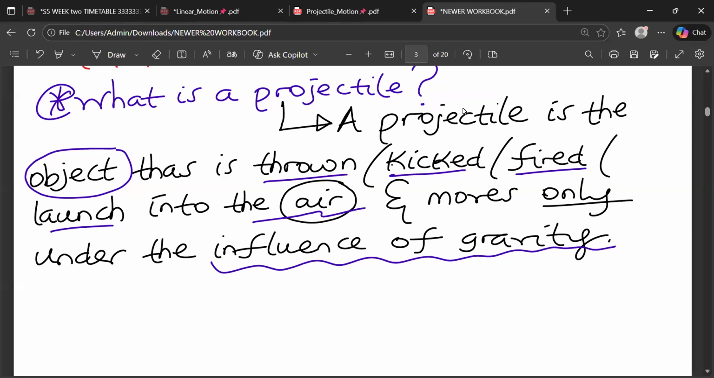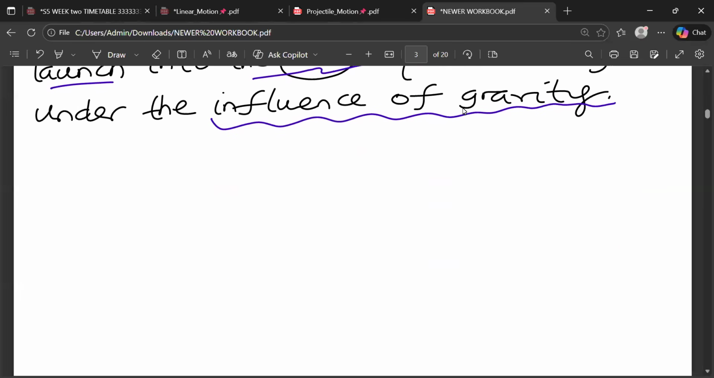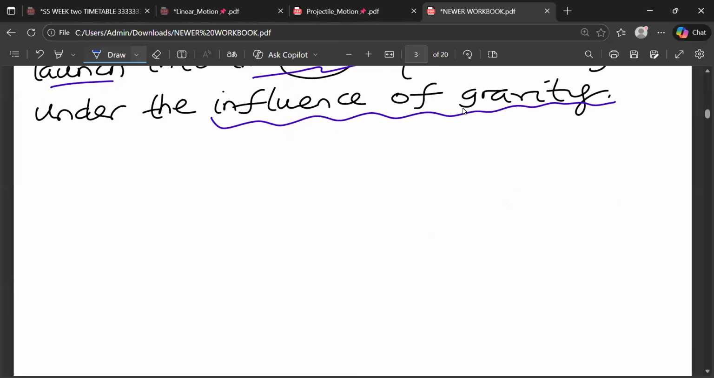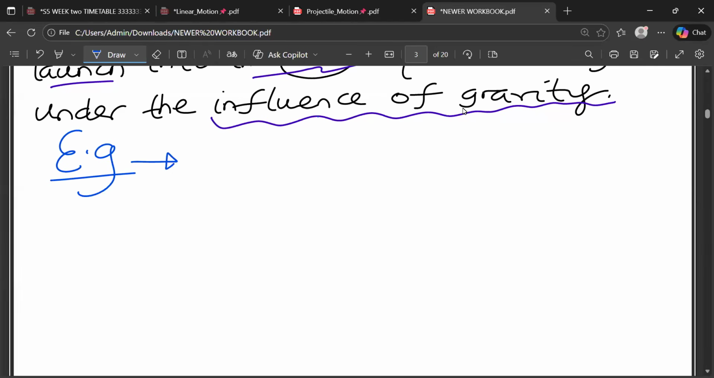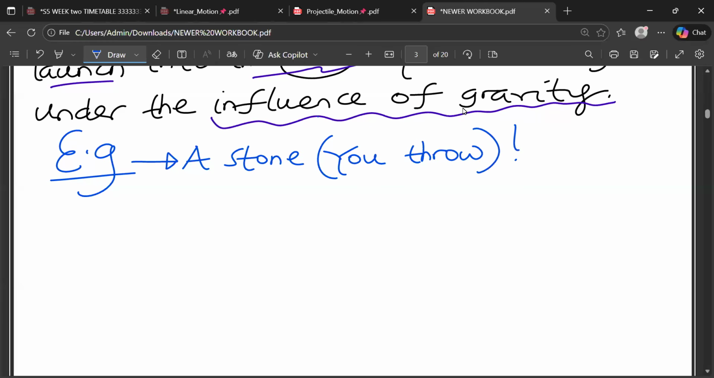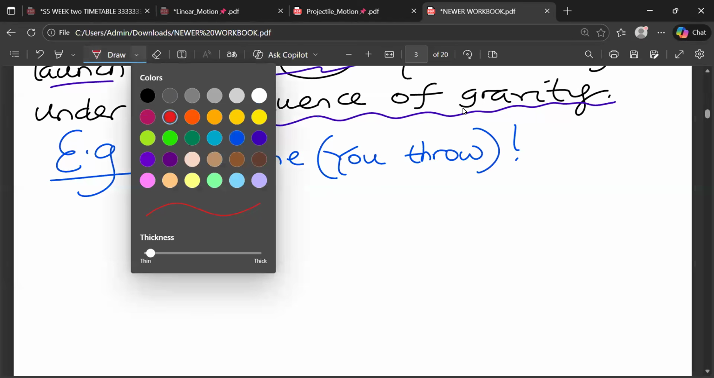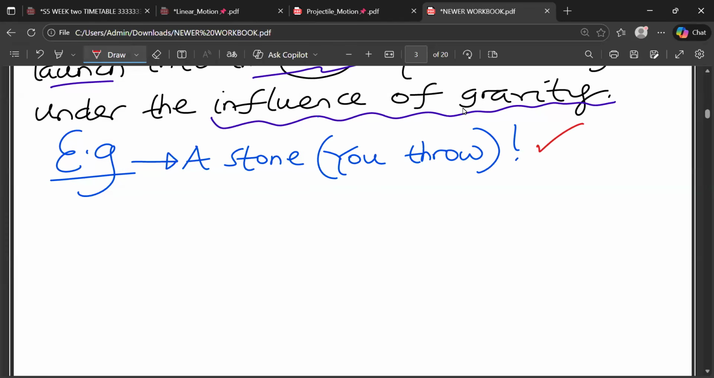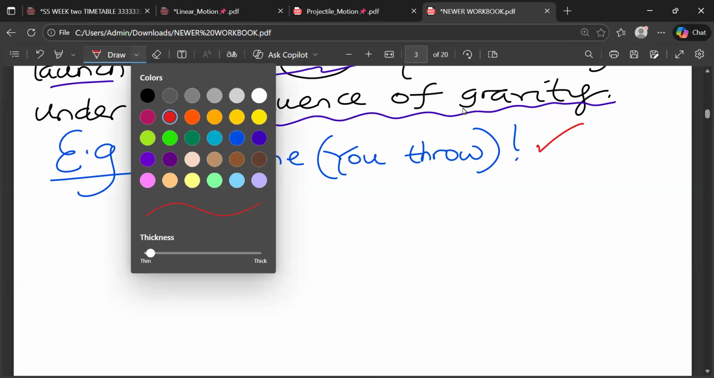So there are those who may be disturbed by a lot of English in the definition. I can tell you some of the examples. Maybe you can understand. So when they ask you for the examples of projectiles, you come and say, a stone you throw is an example. So you people, trust me, if this word is not there, then you're wrong. If you just say a stone, you're wrong. The stone only becomes a projectile if you throw it. You get the point? Because when you throw it, it will move under the influence of gravity. So it becomes a projectile.